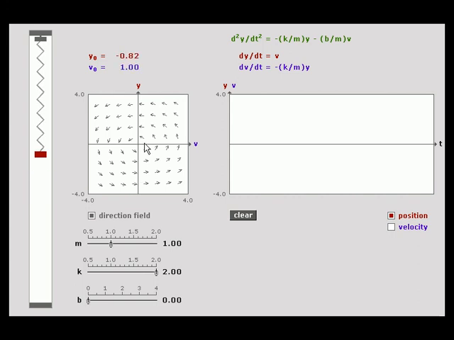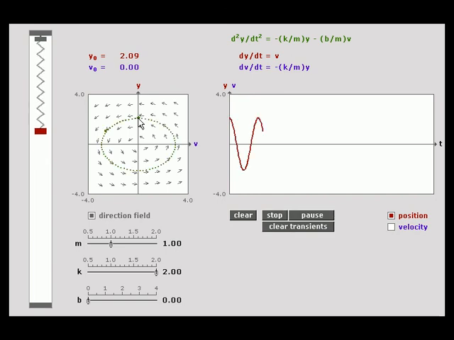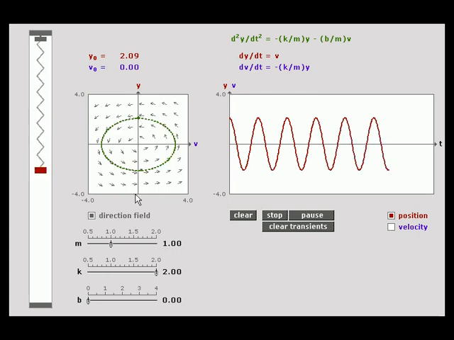And you click on some point here, like if I click on this point, that means I'm starting with a displacement of about 2 and velocity of 0, which means I just pull it up 2 centimeters and let go of it with 0 velocity. And what happens, since there's no damping, it just vibrates forever. Doesn't die down.